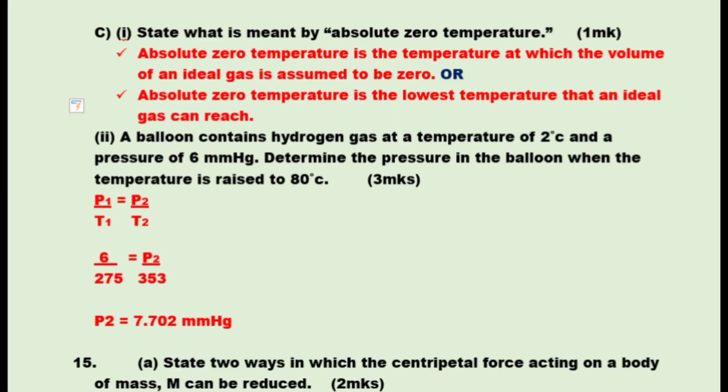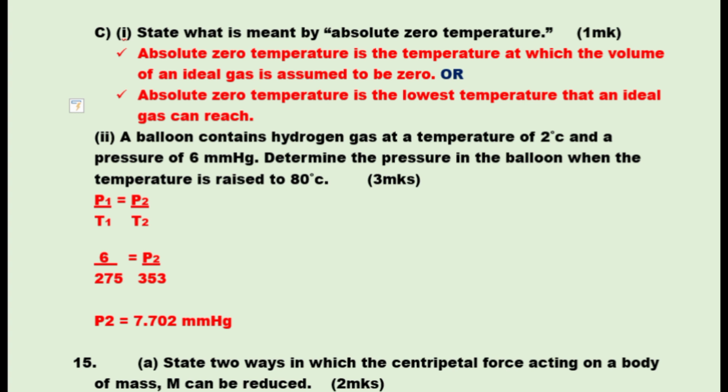Let's go to question C. State what is meant by absolute zero temperature. Absolute zero temperature is the temperature at which the volume of an ideal gas is assumed to be zero. Another definition is the lowest temperature that an ideal gas can reach. Of course, that is self-explanatory.